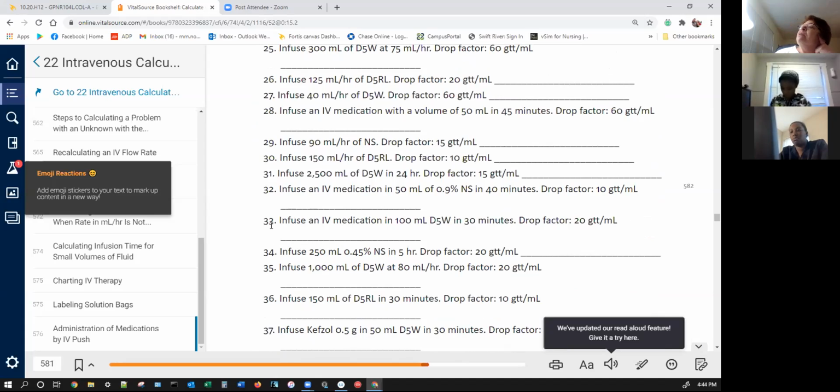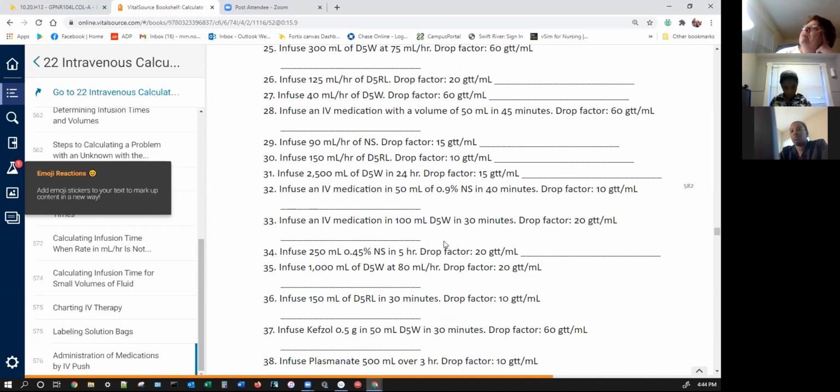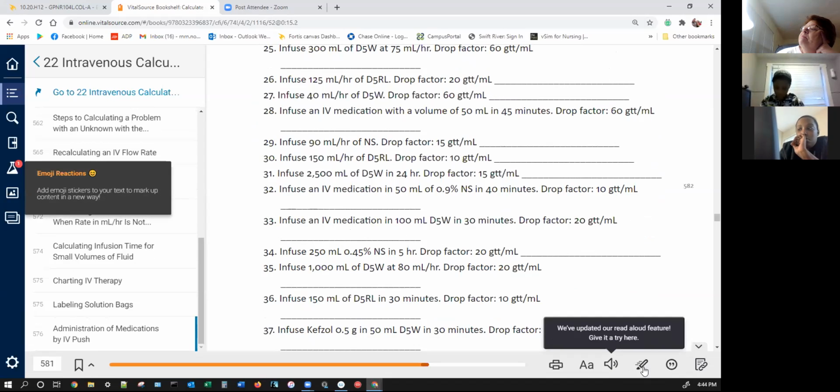All right, so let's look at number 33 here. I'm going to infuse an IV medication. It's 100 milliliters per hour. Doesn't matter what we're infusing. It's 100 milliliters per hour, and we're doing it in 30 minutes. So how long will it take us to infuse 100 milliliters in 30?